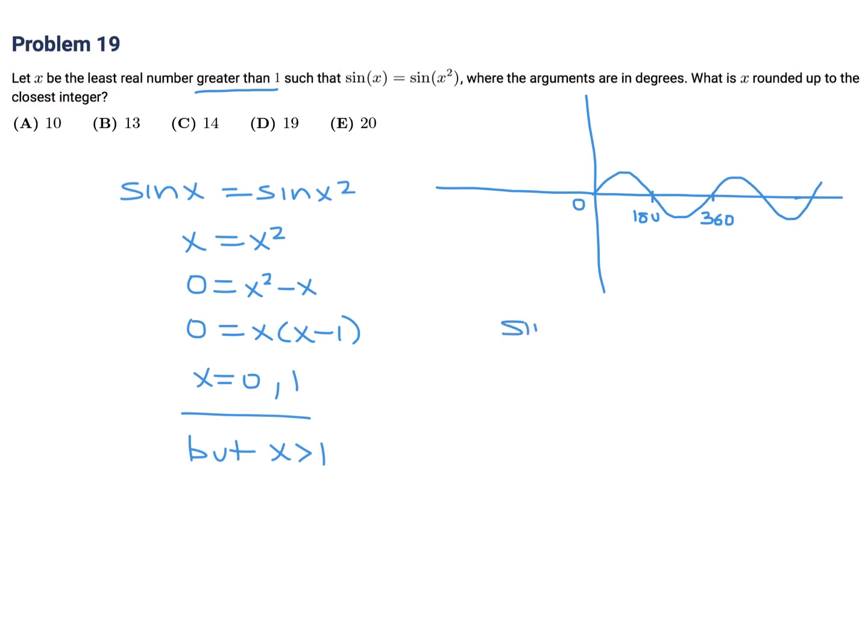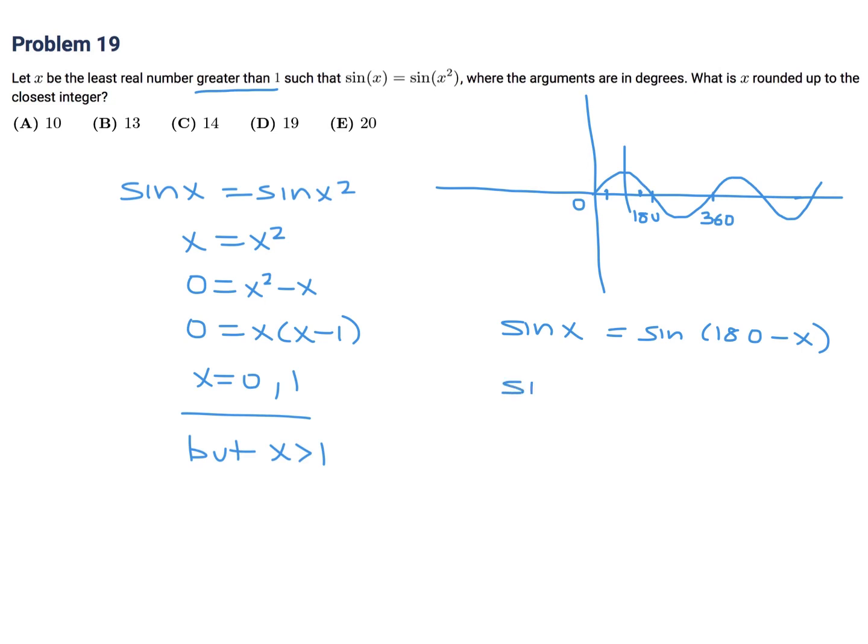if you have the sine of x, it's the same as the sine of 180 minus x, I believe. Let me think about this. So if you have the sine of this, it'll be the same as that. Yeah, I really hope that's right. So yeah, that makes sense, right? Because it's symmetric about the 90-degree point.